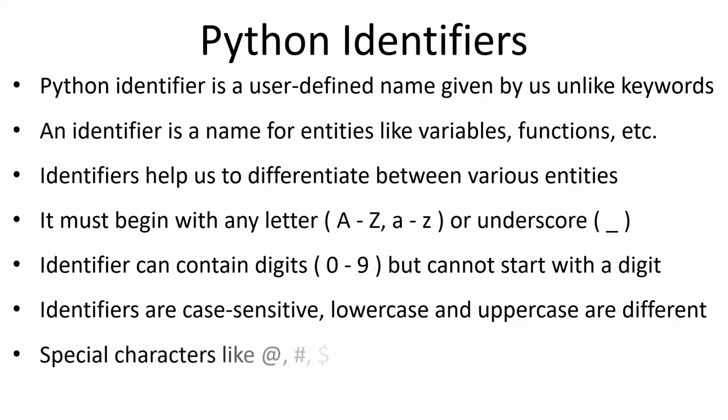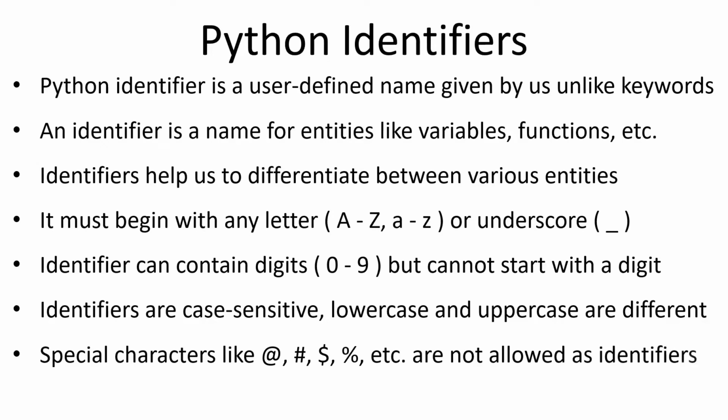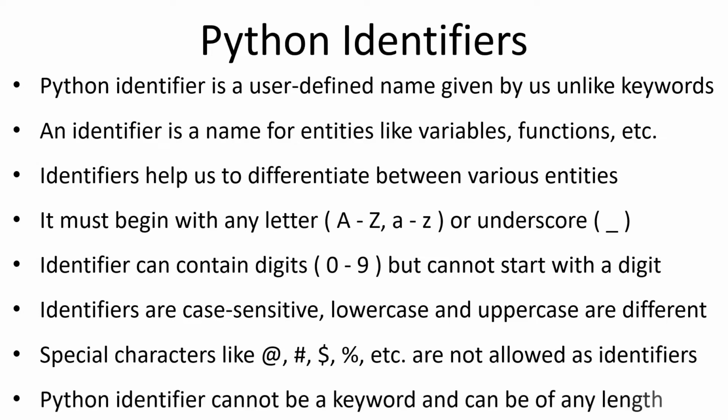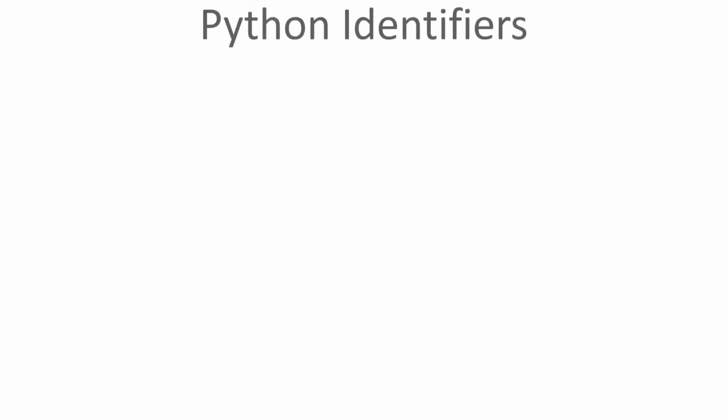Special characters like @, $, %, etc. are not allowed as identifier names. We cannot use keywords as identifiers, as they have special meaning and are predefined. The length of an identifier has no limit, and it can be of any length.